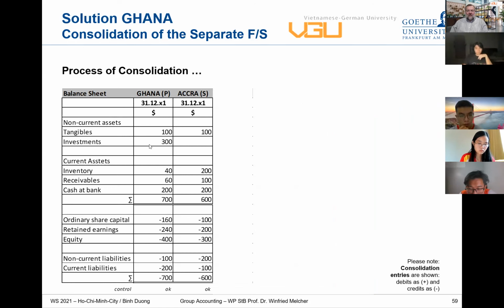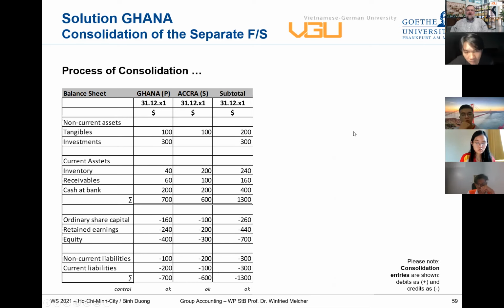The question here could be, which numbers do we take? Of course, the very last numbers, those numbers that include the acquisition of Accra, so the financial statements of Ghana should reflect that investment of 300, and the credit was the cash at bank, which decreased by that 300 to 200. Then we have to add those two columns.